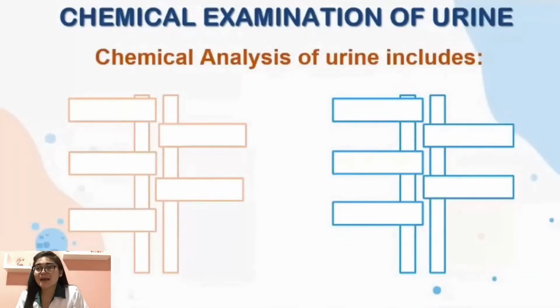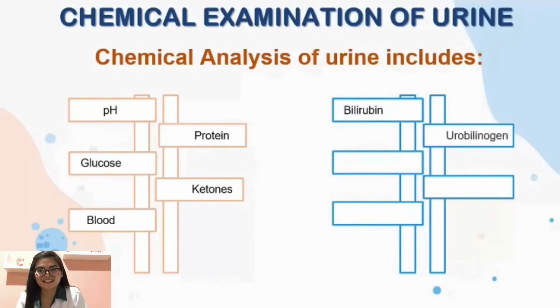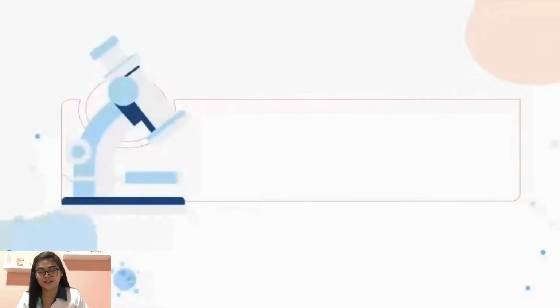So, the chemical examination of urine includes the following: pH, protein, glucose, ketones, blood, bilirubin, urobilinogen, nitrite, leukocytes, and lastly, specific gravity. But now, let's focus on urobilinogen.